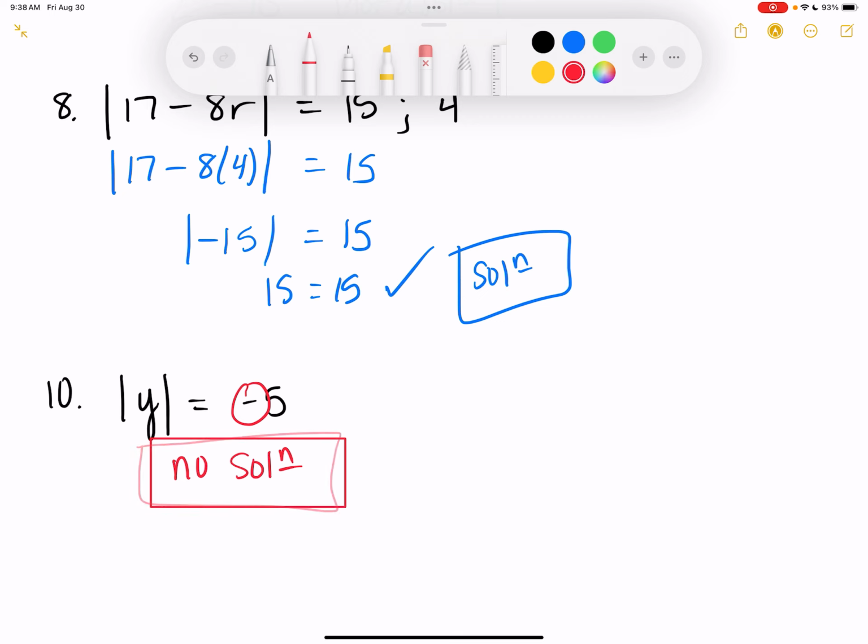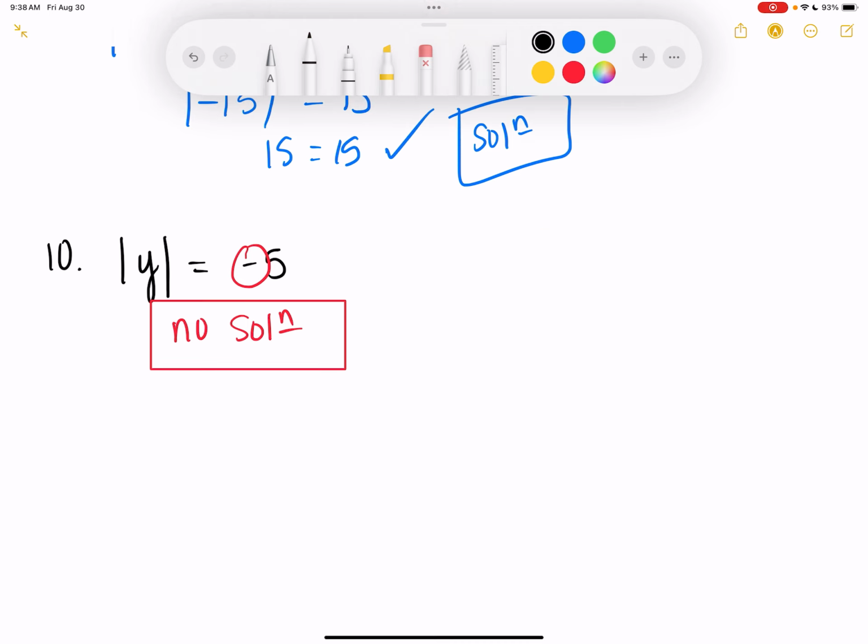Do a nice box just for him. Did a nice box. He wasn't even paying attention. Oh, no. Honestly.